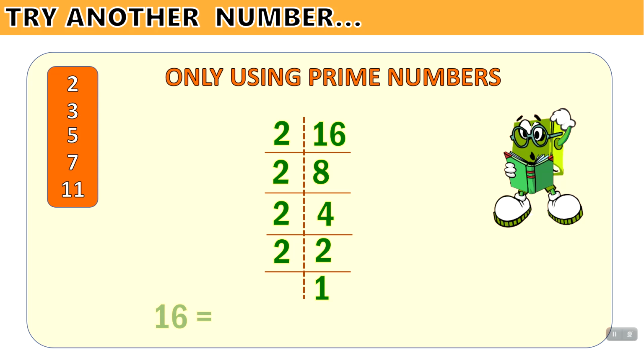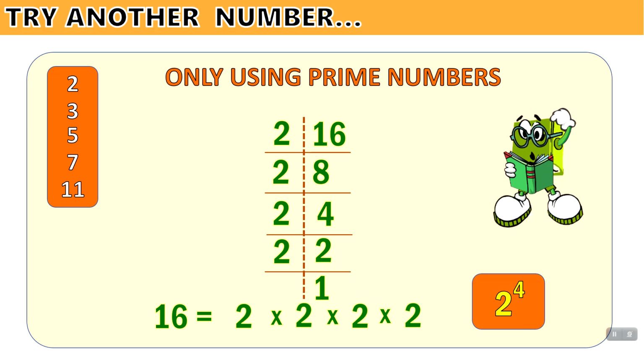And we're done. So 16 equals 2 times 2 times 2 times 2. Because we have 2 being multiplied by itself several times, we can write this simpler as 2 to the 4th power. And so 16 has been prime factorized as 2 to the 4th power.